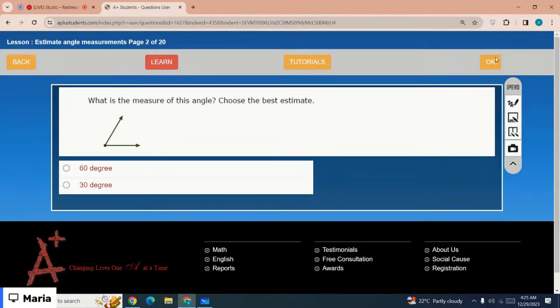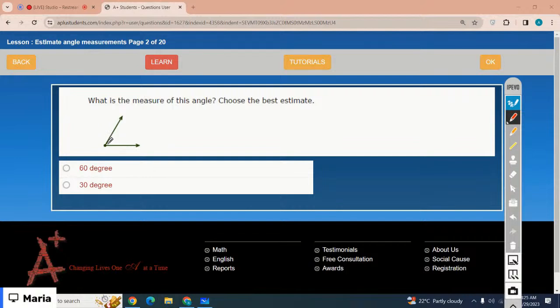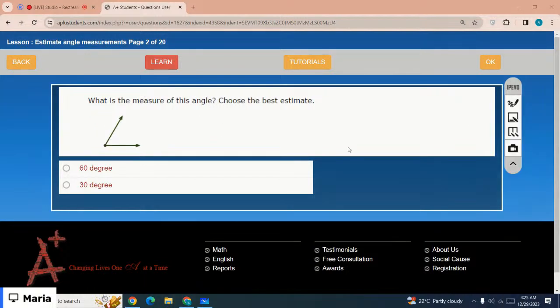Just think logically, right? Okay, what is the measure of this angle? Choose the best estimate, 30 or 60. If it is 30, it is near 0, like this. But now it is near 90. So you can say it is 60 degrees. Got it? Think logically. That would be 60 degrees, right? Very good. The correct option is 60 degrees.